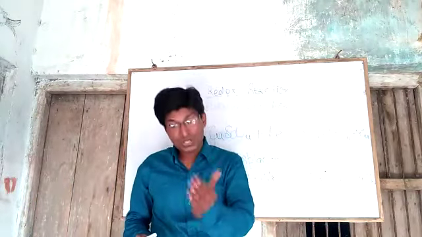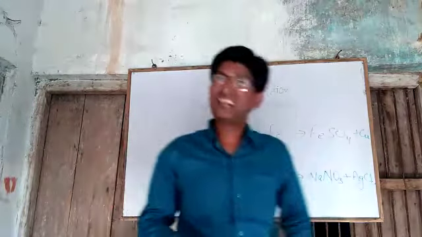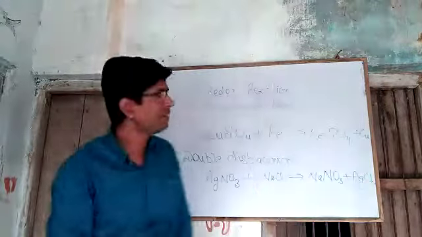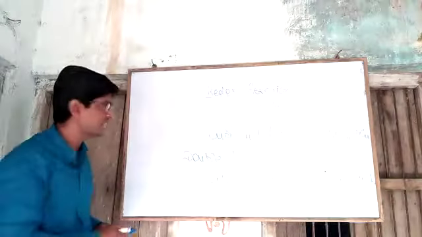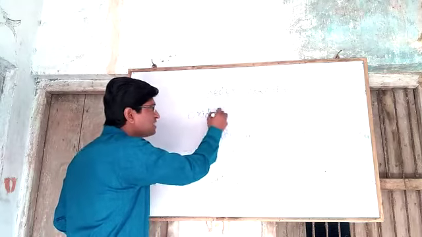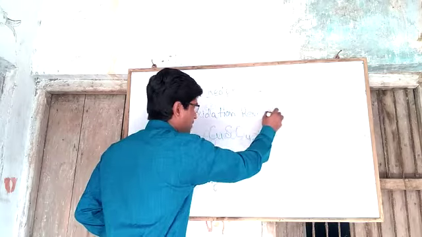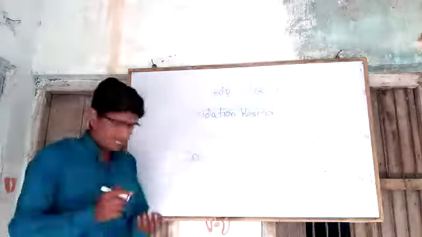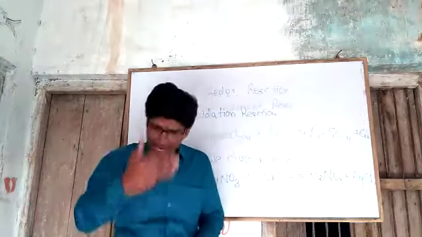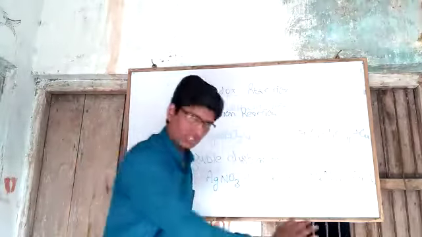So now first of all we should know what is oxidation reaction and what is reduction reaction. Then you will be able to know about redox reaction. So dear students, first of all we discuss oxidation reaction. Oxidation reaction, simply you can define: gain of oxygen is oxidation, loss of hydrogen is oxidation, loss of electron is oxidation.